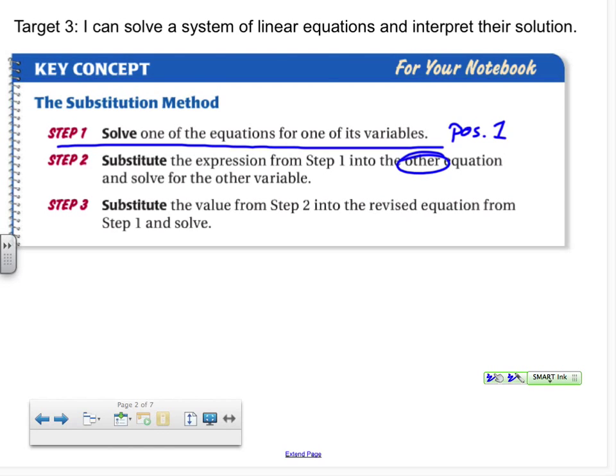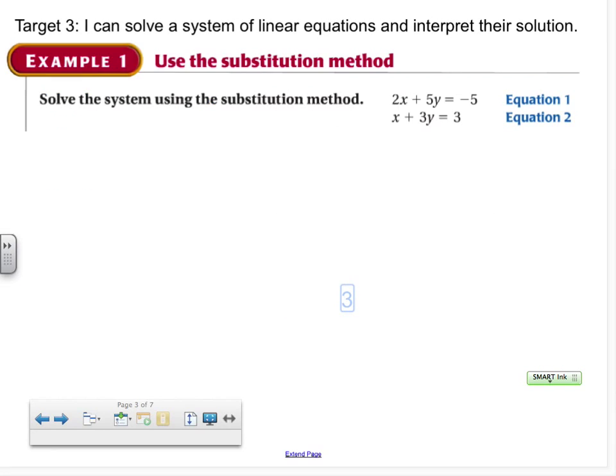Very important, you use the other equation, otherwise you're going to get an inconsistent system or a dependent system. All right? Plug it into the other equation and solve. You'll get one variable solved for, then you plug it into the other and solve for that one. All right, so let's look at a substitution example.